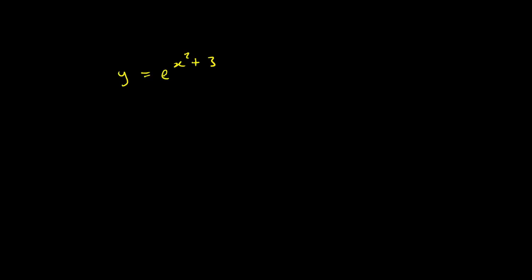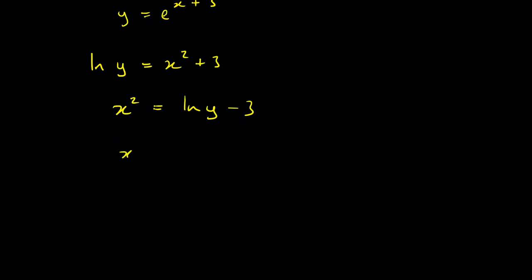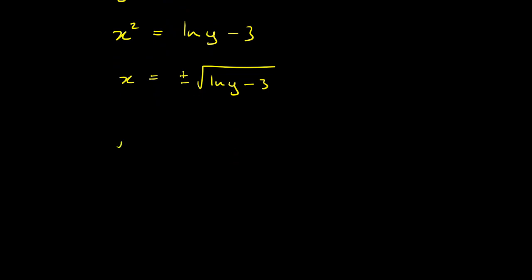The way to do that is to take the natural log of both sides. So we get ln y is equal to x squared plus 3. And so x squared is equal to ln y minus 3. And so x is equal to plus or minus the square root of ln y minus 3. The last stage is that conventionally we write the inverse function with the inputs as x, so we just replace the y values with x. We've got plus or minus the square root of ln x minus 3.